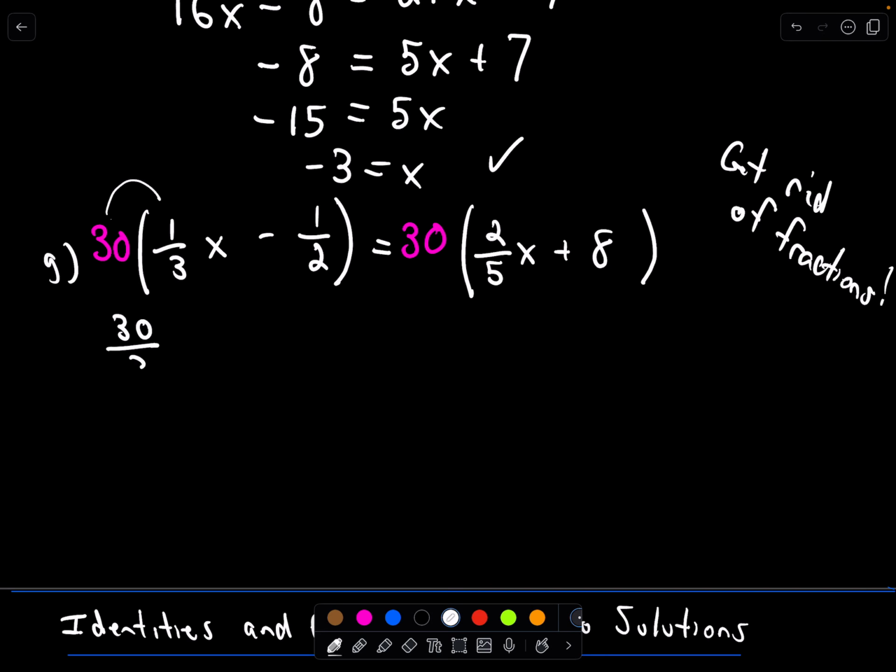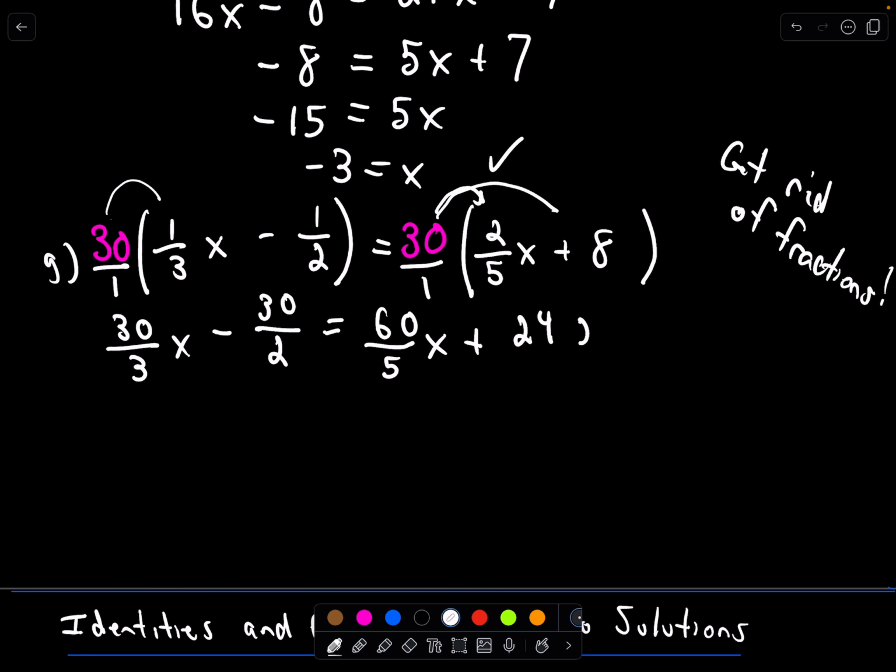This is going to give me 30 over 3x when I multiply, minus, I would take 30 times 1, and you could think of this as a fraction with just 2 in the denominator. So if I distribute, I would have 30 times 2, which is 60, over 5 times x, and then I would have 30 times positive 8, which is 240.